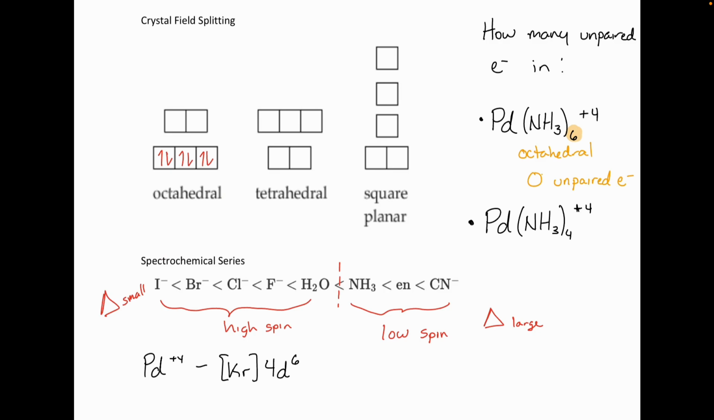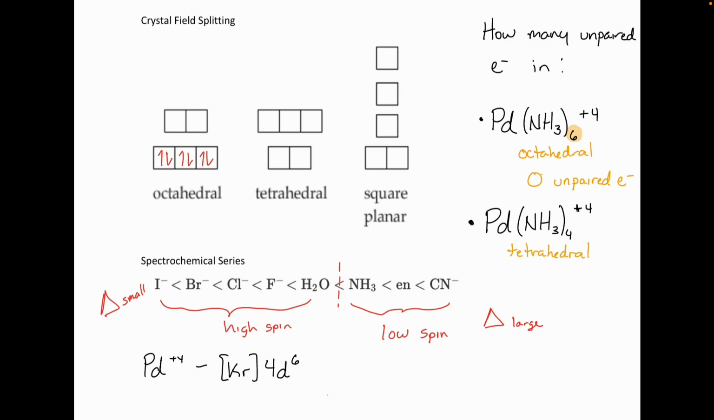All right, so now for the next one, I didn't change the metal ion, so I still have my palladium with 6 4d electrons. But now my coordination number is 4. So I'm either going to be tetrahedral or square planar. And which one am I going to pick? Tetrahedral. Why? Because it's not d8. If it's d8, you pick square planar. Anything else would be tetrahedral. So this is a tetrahedral.